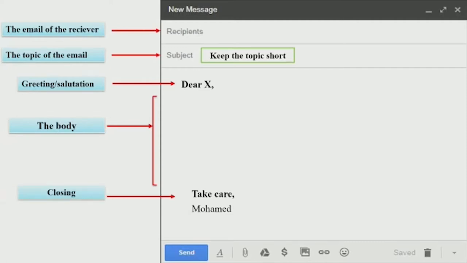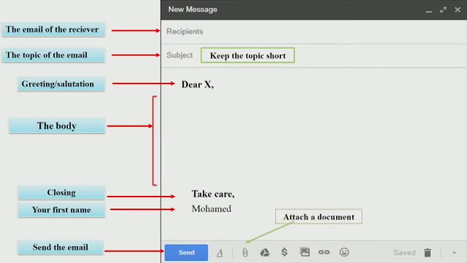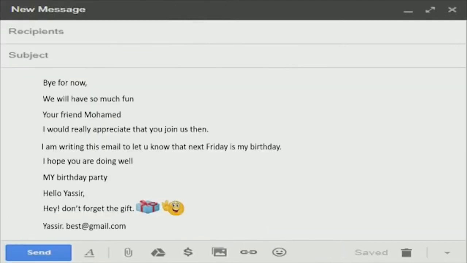And then we have a closing, so you close the email, you say take care, goodbye for now, best wishes, okay? And then finally, last but not least, your first name, because this is your friend, you use just your first name, okay? Nice, you don't need to use your family name here. And then you send your email. Sometimes before you send your email and you want to attach something, you can use this, okay? This one here, good. So now I would like you to take a look at this email, look at it very carefully. It's not organized. I would like you to put each element in the right place, okay? So good luck.